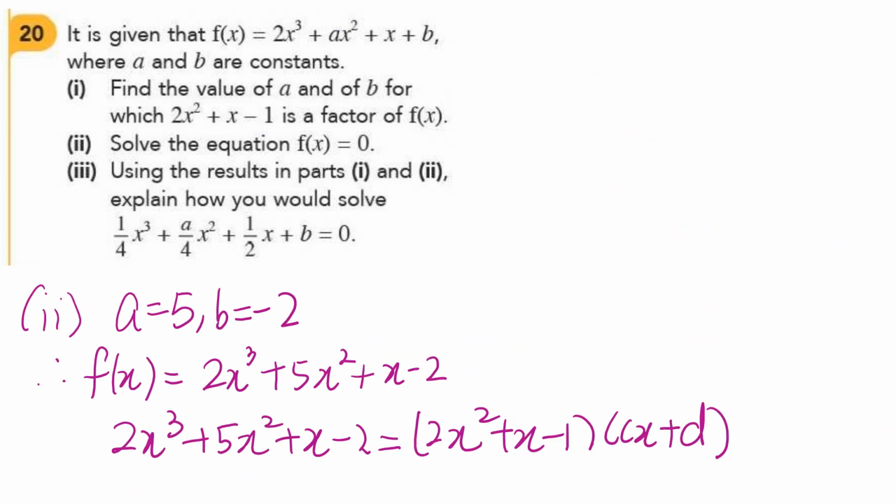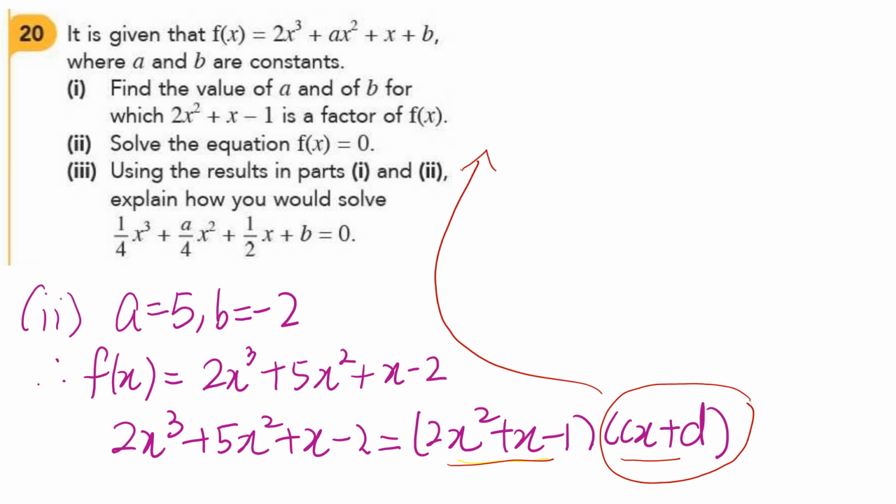Alright, so from part 1 we found the values of a to be 5, b to be negative 2. So we can substitute into our f of x. So f of x now is equal to our quadratic factor. Remember we are saying the quadratic factor will multiply with the linear factor to give you a cubic polynomial. So this is what I need to find before I can solve it. So follow the arrow. Right, so the first term is really the easiest. 2x squared times cx will give you 2cx cubed, right? And that will be equal to my first term on the left, which is 2x cubed.